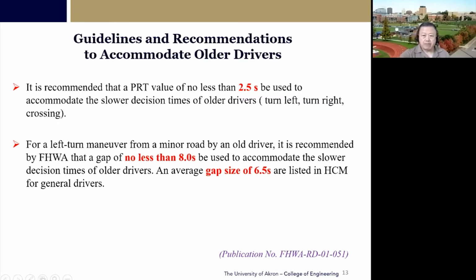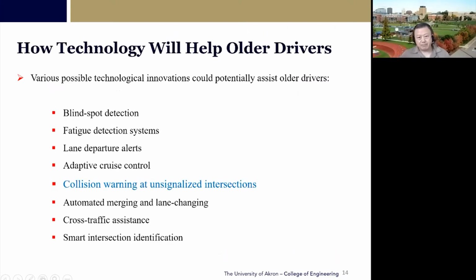Now, with today's technology advancement, how can we help? A number of things are listed here, and we know the newer models of vehicles already have some functions built in, like blind spot, fatigue, lane departure, and adaptive cruise control. As the list goes on, the later items require more automation functions from vehicles. I highlighted one, the collision warning at unsignalized intersections. That is also one way we can help older drivers, and that is the focus of our project.